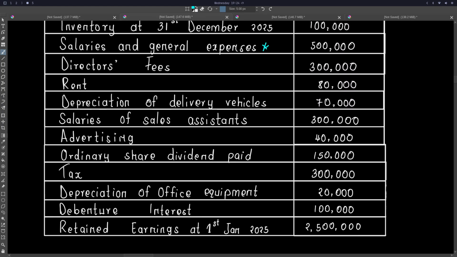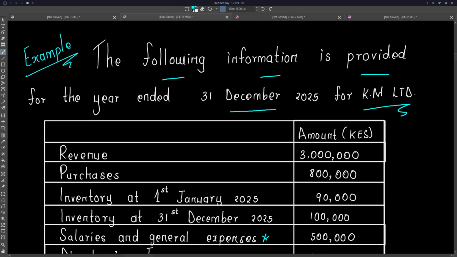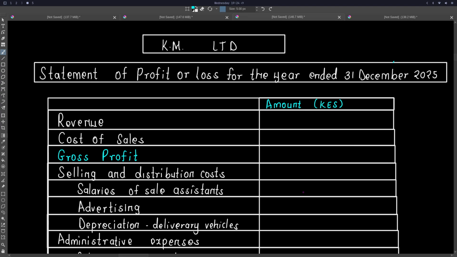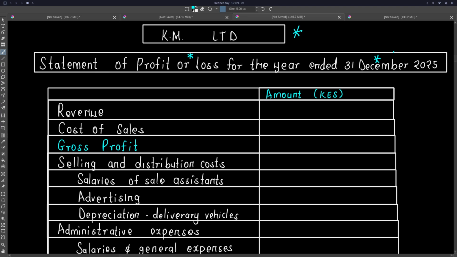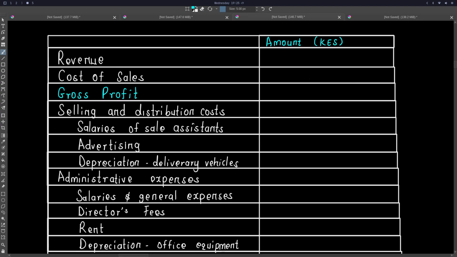So first, let us look at the structure of the statement of profit or loss. The first thing is you indicate the name of the company, okay? Once you indicate the name of the company, then you need to indicate the specific statement that we're preparing, then also the year or rather the period we're looking at, okay? Then let us look at the sections that make up this statement, okay?